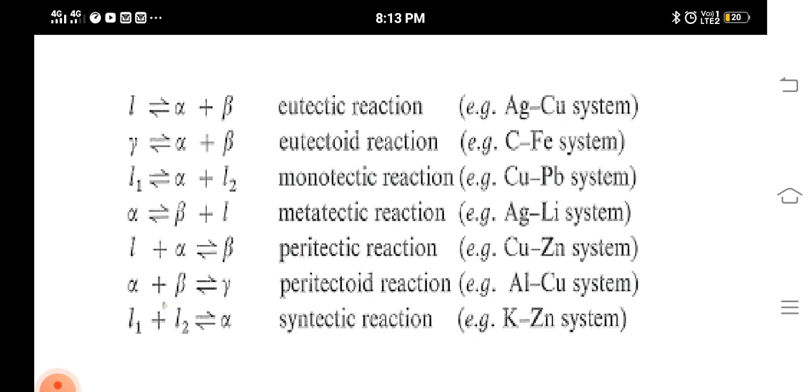In this we have seen some of the invariant reactions, that is, degrees of freedom is 0. We have discussed the different types of invariant reactions with examples. Thank you.